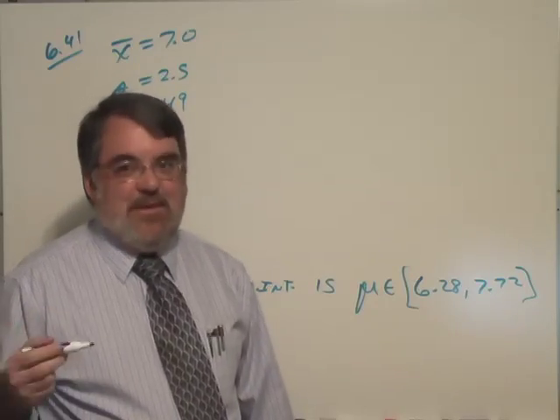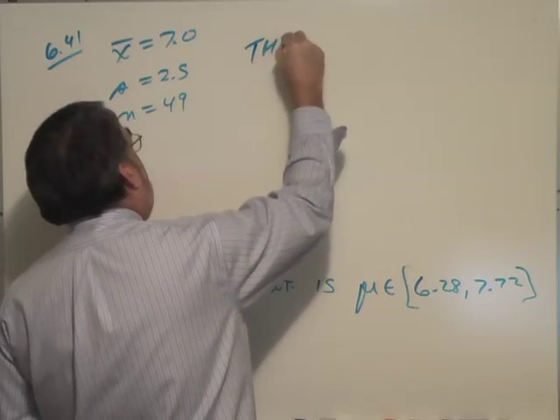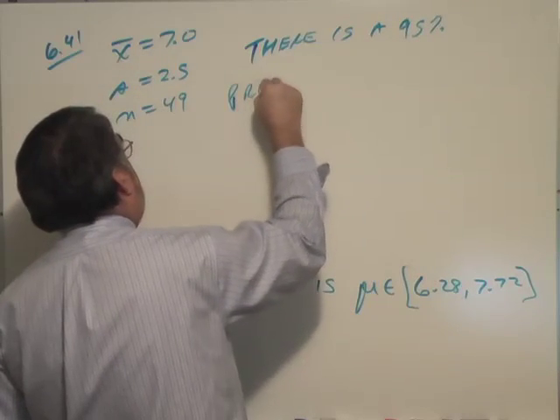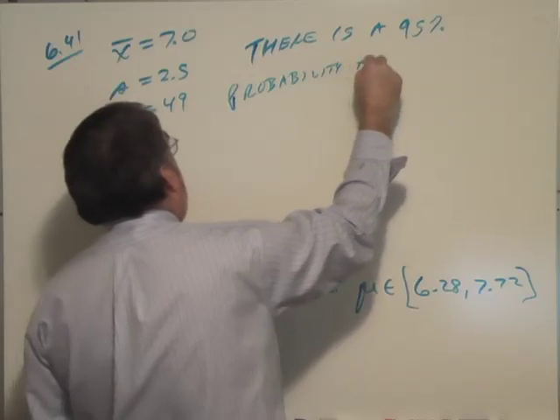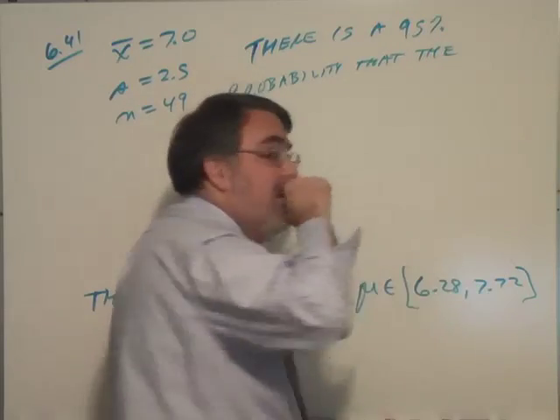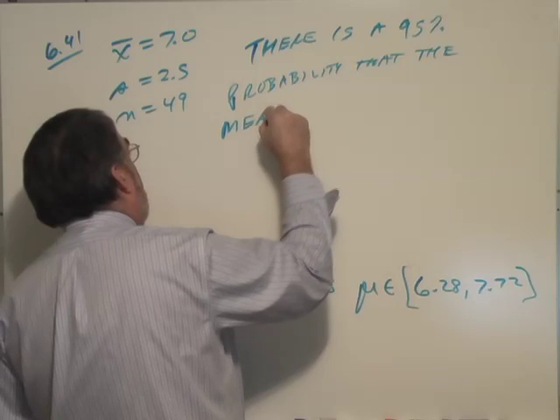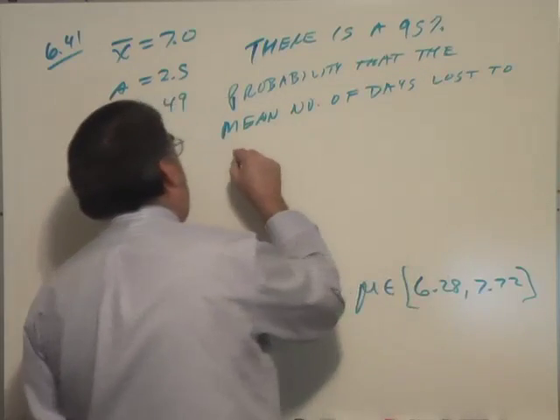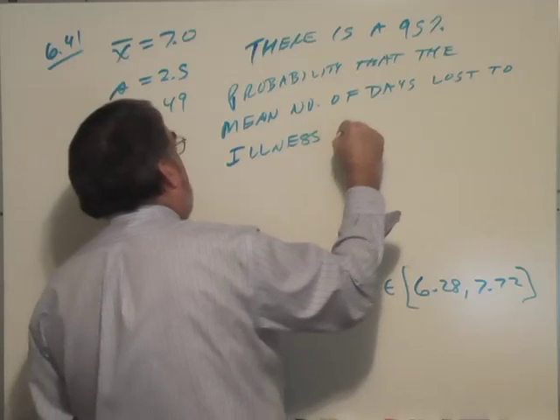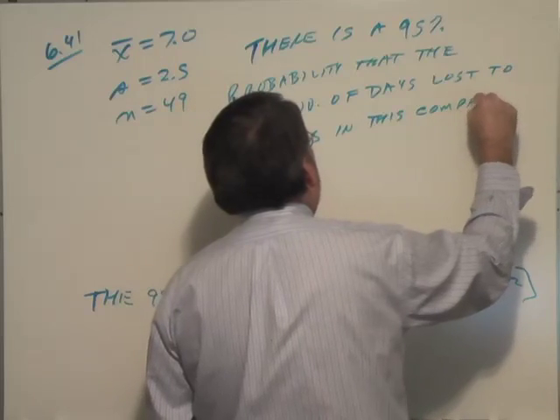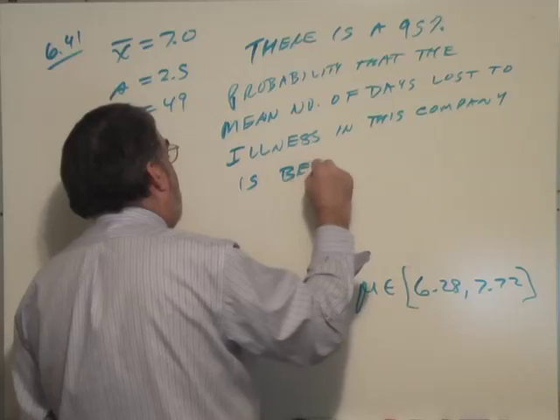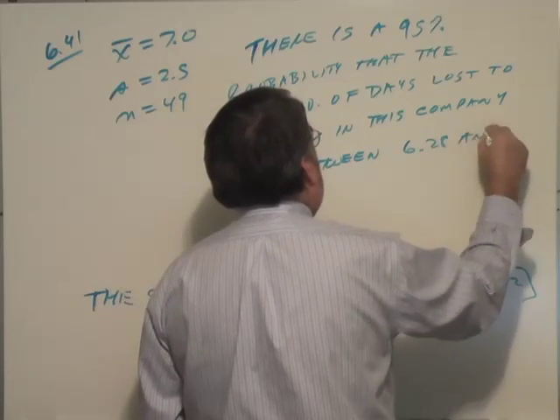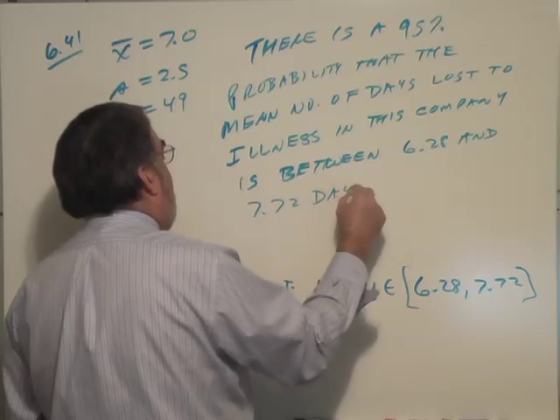Here is my interpretation of this confidence interval. There is a 95% probability that the mean number of days lost to illness in this company is between 6.28 and 7.72 days. There we go.